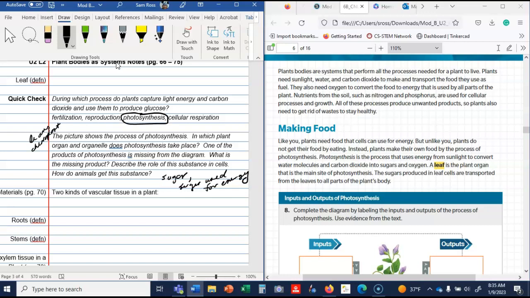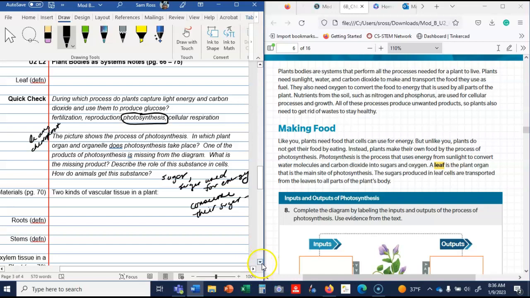How do animals get sugar? Animals cannot make their own sugar, so they have to consume their sugar, either by consuming other animals or consuming food, but they can't make their own sugar. So that's how you're going to answer that question.